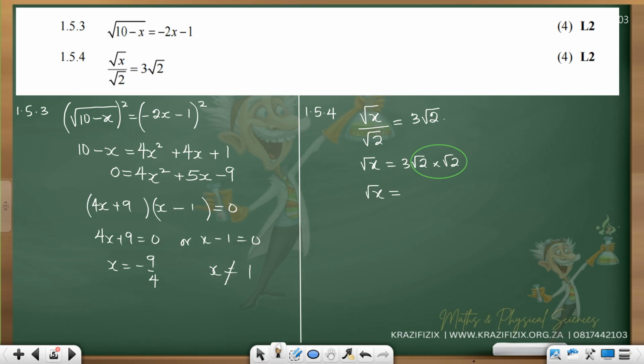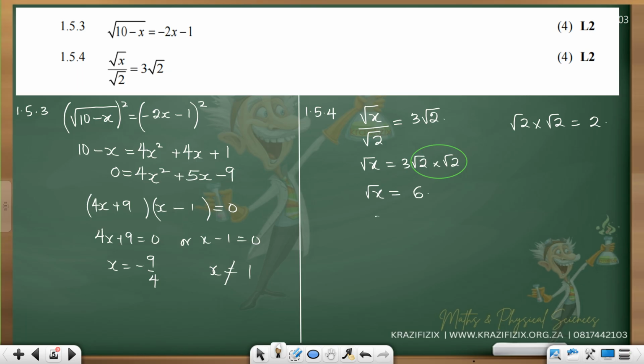So root of x should actually be what? 6. You can use your calculator to confirm, because root 2 times root 2 is actually 2. We are going to come back to this when we do exponents and surds. I'm going to give you all the rules here.